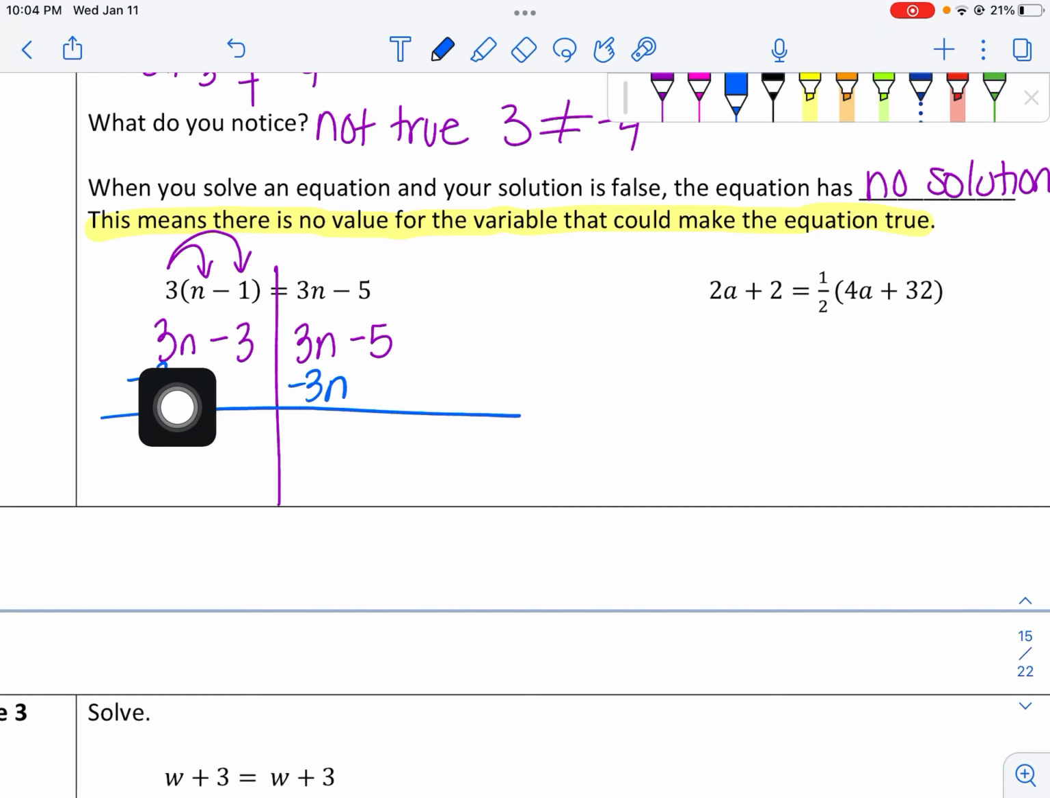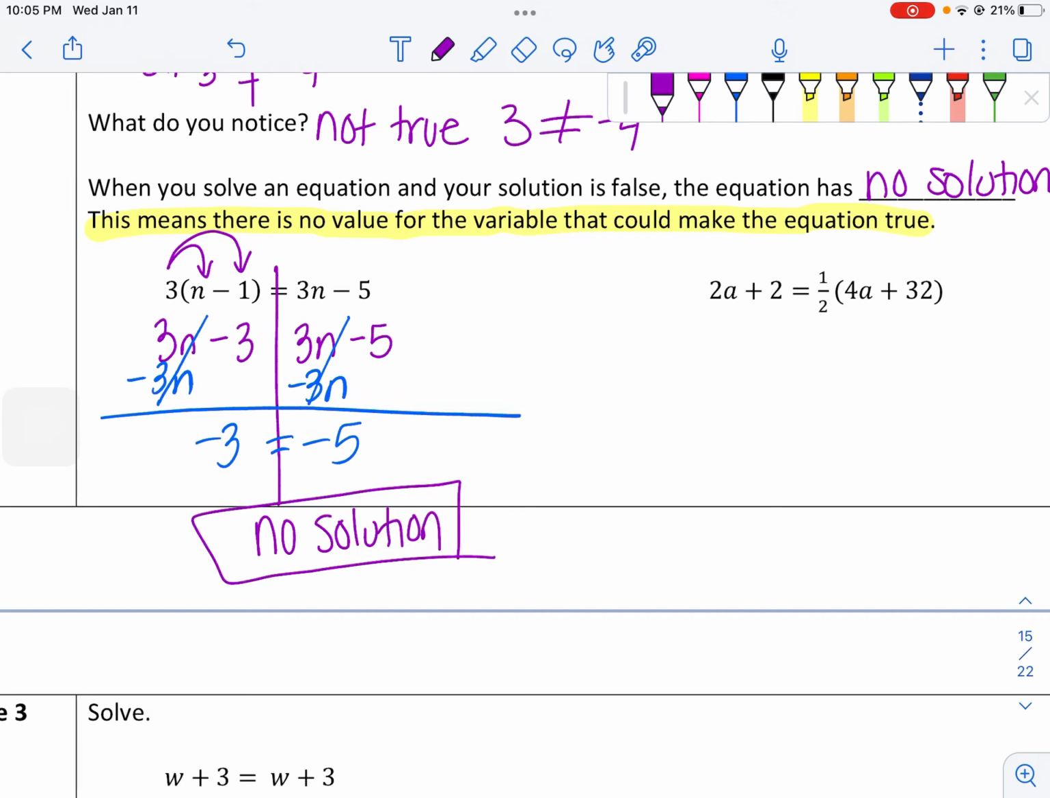Now you might notice again 3n minus 3n is 0, so I just get negative 3 left here, and then 3n minus 3n is 0 here, so I get negative 5. And then negative 3 equals negative 5 is false, and so that means that there is no solution. There is no value for n, no number for n that you could plug in that would make this equal. And so it's no solution.